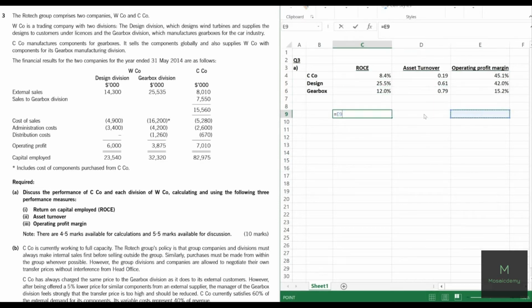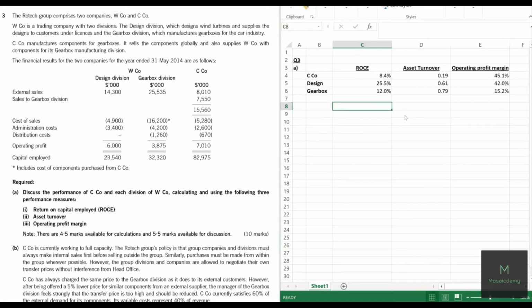Just to demonstrate, if we take the asset turnover for CCO, multiply it by the operating profit margin for CCO, we get 8.4%, right, the ROCE. And since we've done this, let's just quickly copy paste it just to demonstrate that our calculations are correct. Okay, now, so that was 4.5 marks, so 0.5 marks per number basically. Okay, but now the discussion part, 5.5 marks. And as I said, we'll go into a lot of detail, more than you probably need to in the actual exam, just so that we can practice the analysis part.